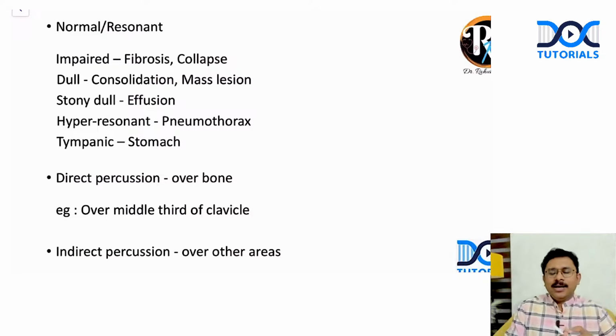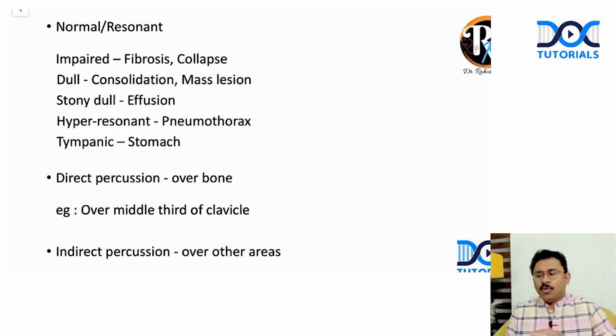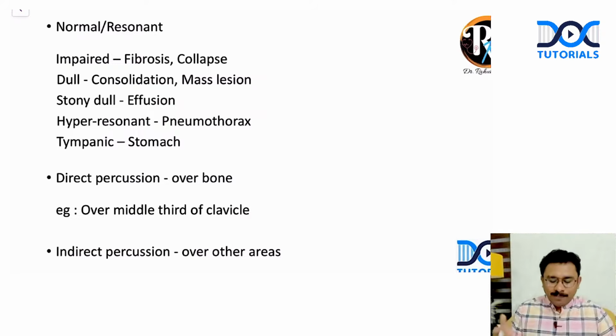Now when you percuss, you are using the flexor finger as well as the pleximeter finger, but you can go for direct percussion over the bone, especially on the middle third of the clavicle. When you percuss after stretching the skin, you can directly percuss on the middle part of the clavicle, because on either side you may not be able to get a resonance, but on the middle part you will be able to get a resonance because you don't have much muscle attachment. So in the middle part, when you percuss, you will get a resonant note. So direct percussion over the bone, and at all other places it is indirect percussion using your flexor and pleximeter finger.